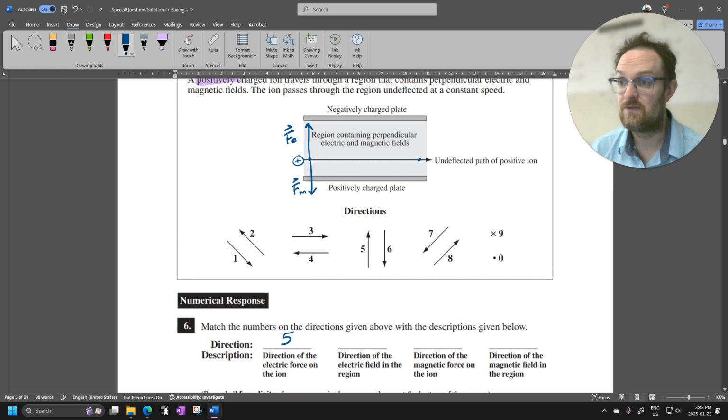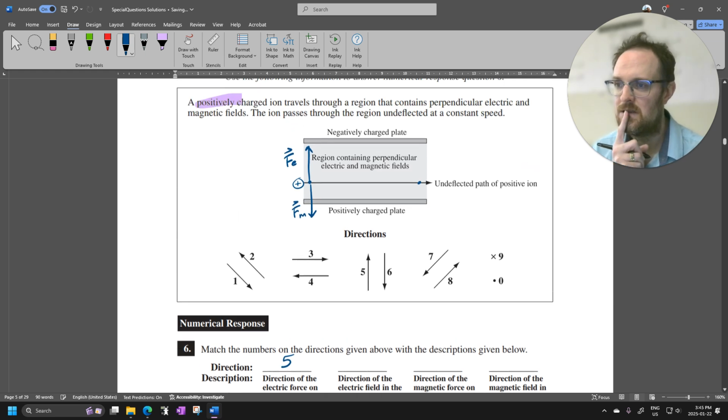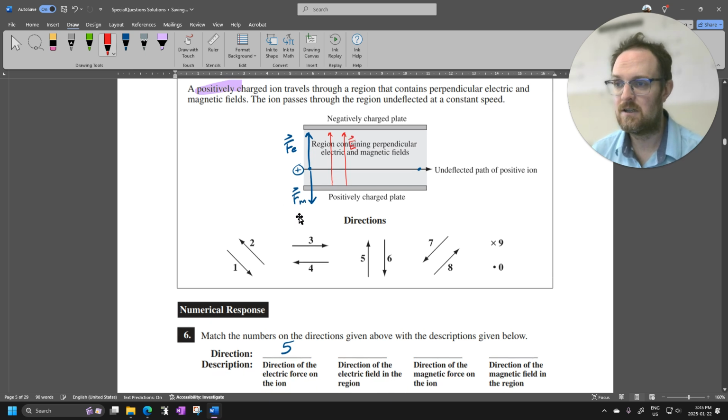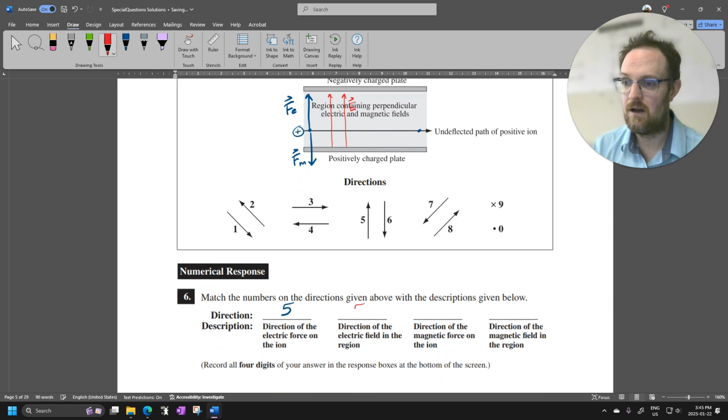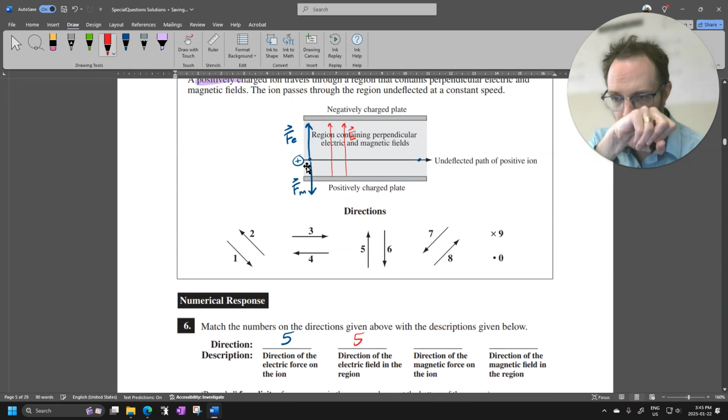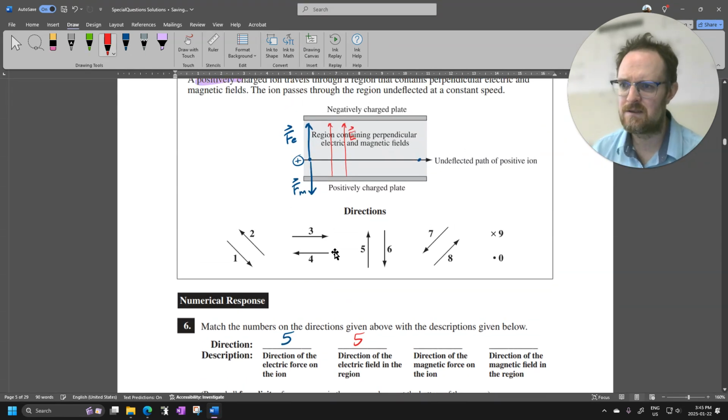Okay. The direction of the electric field. Okay, so electric field, remember field is the direction a positive charge would go. So the field is going from a positive to negative here. So yeah, that would be also 5 because it's also a positive charge. Direction of the magnetic force would be 6, right? So that's 6 right there. That's going downwards.